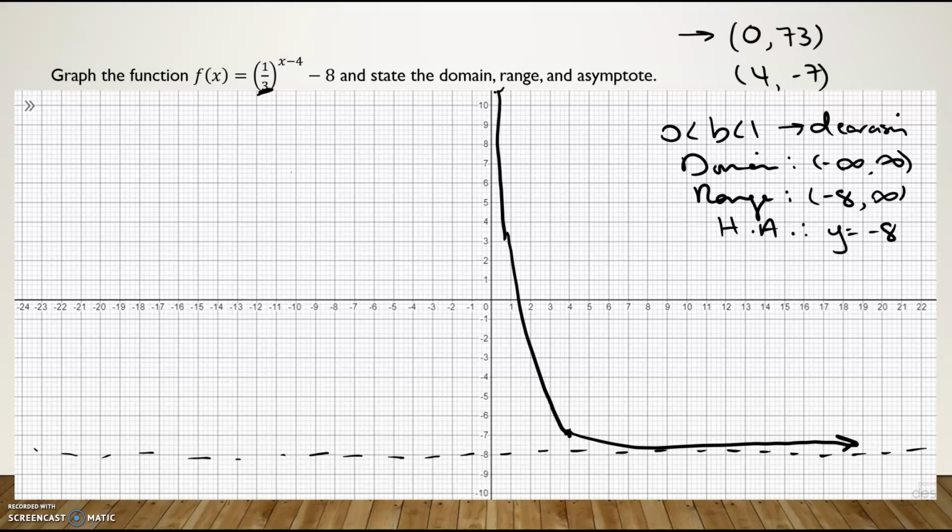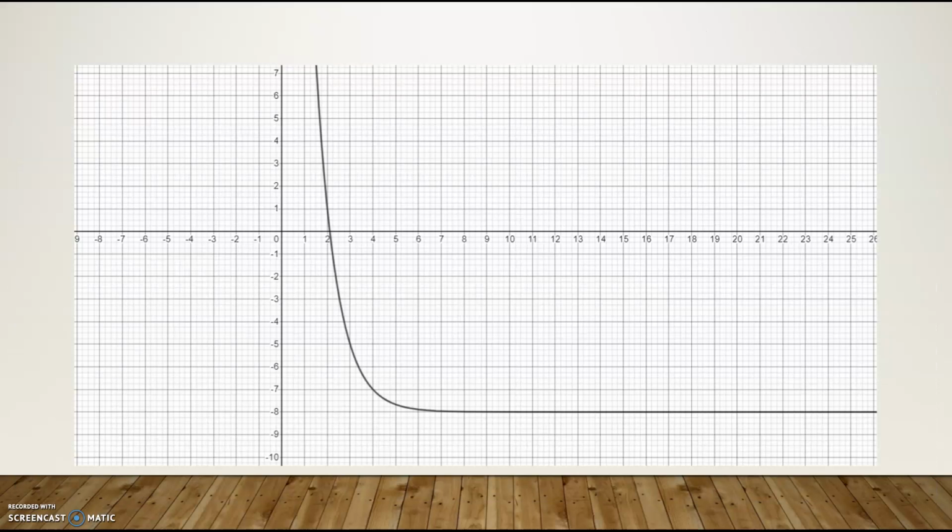Okay, so let's look at it here. This is what it looks like. Okay, so notice we've got the horizontal asymptote at -8, and we also have the point, here's 4, here's -7 right there, and it's also a decreasing function. And also our range goes from -8 to infinity, and our domain goes from -infinity to +infinity.